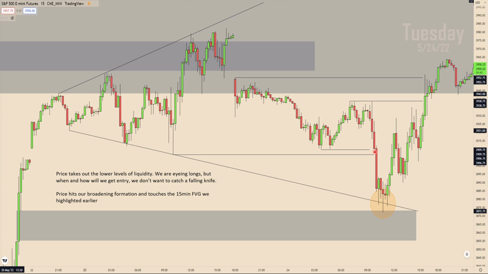We want to take that out before we go much lower. So as price takes out these lower levels of liquidity, we're expecting it to reverse at some point and take out these highs. But where is it going to reverse? We don't really know that. So we look towards our imbalance that we charted out earlier, right here. When price reaches into that zone, we want to be watching price action. Another thing that adds to it is this broadening formation here. They kind of line up for a price to reverse there.